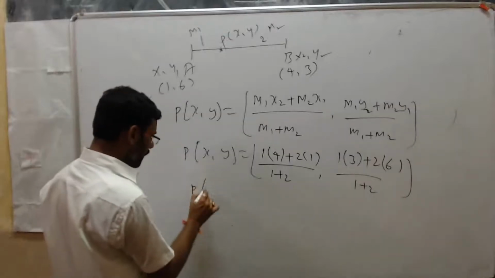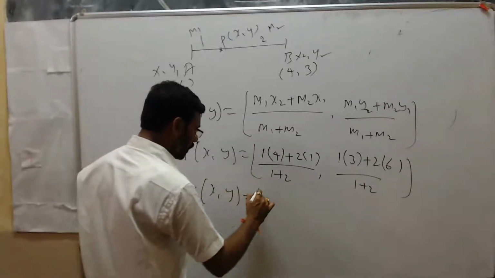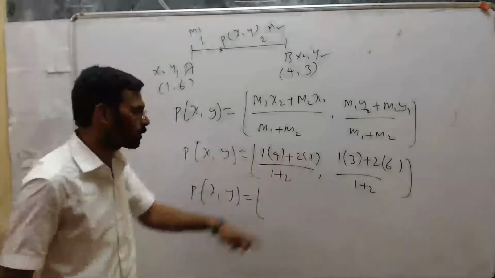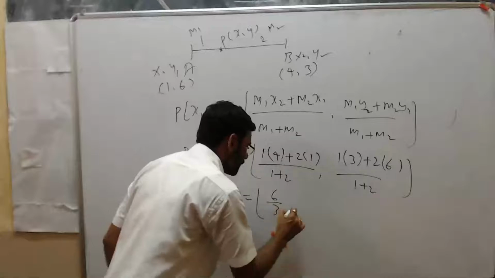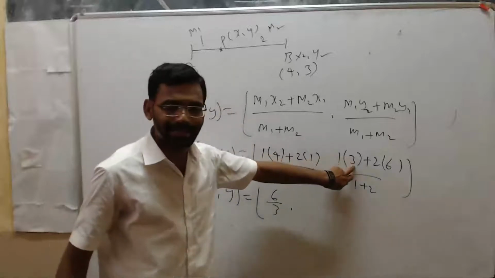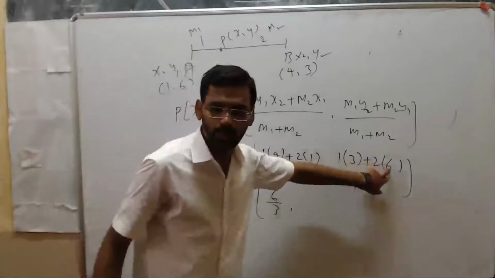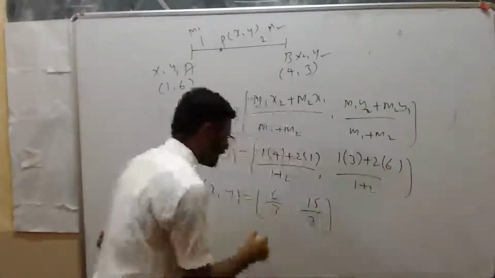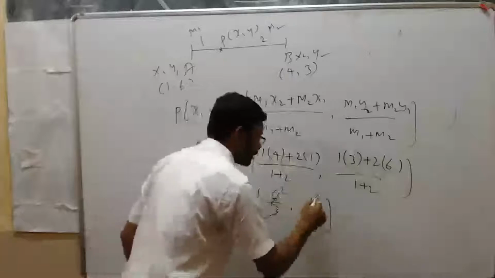Then P of x comma y is equal to (4 plus 2) over (1 plus 2), and (3 plus 12) over (1 plus 2). Therefore 4 plus 2 is 6, 1 plus 2 is 3. 1 times 3 is 3, 2 times 6 is 12. 12 plus 3 is how much? 15. Divided by 3 is 5, and 6 divided by 3 is 2.